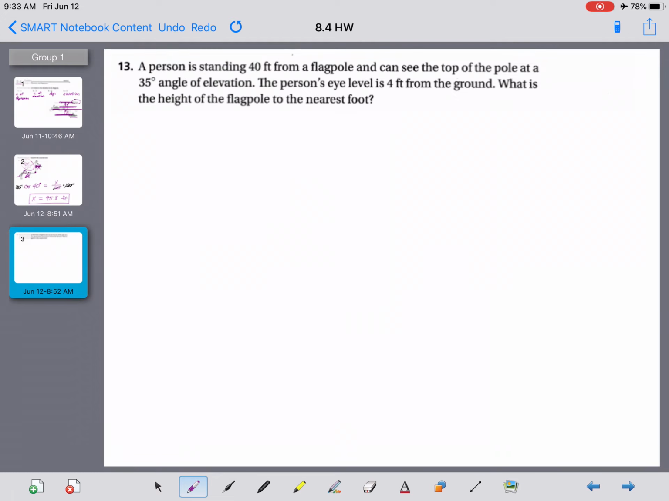And let's do one more problem together. This one's a straight-up word problem, which I know people don't really like. This one is similar to a problem we did in our 8.4 notes, but it's got a little wrinkle in it. A person is standing 40 feet from a flagpole.